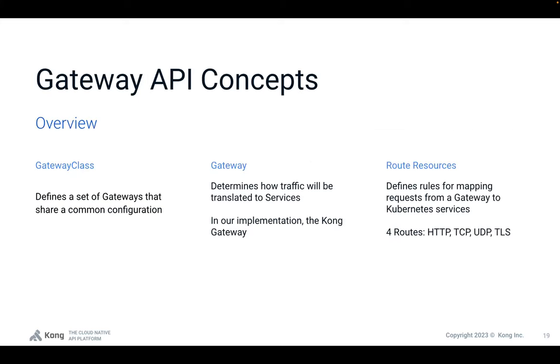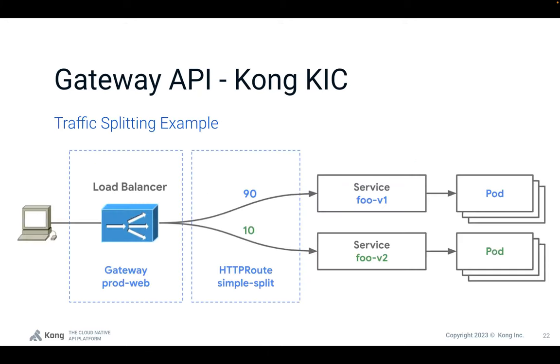Some of the concepts are the same. Gateway class defines a set of gateways that share common config, the more infra side. Gateway will determine how traffic will be translated to services, how the service comes in, and the implementations. And then the route resources are where the application dev creates your Ingress gateway route objects. Pretty straightforward. So I will show you a very quick demo. Basically, I will create an LB, then do a simple route to two services. This one is self-explanatory.